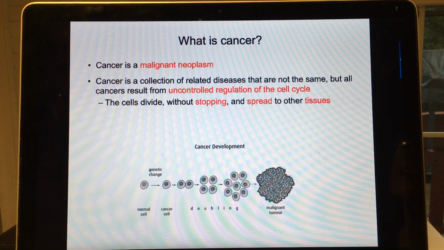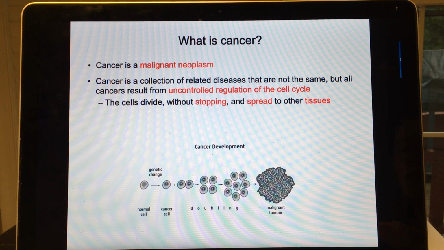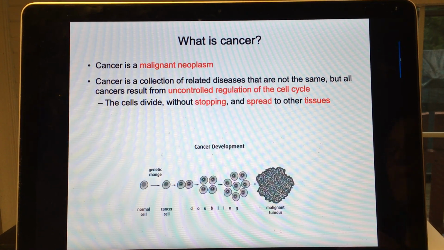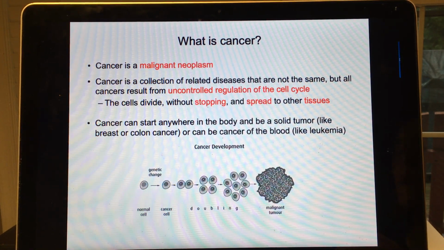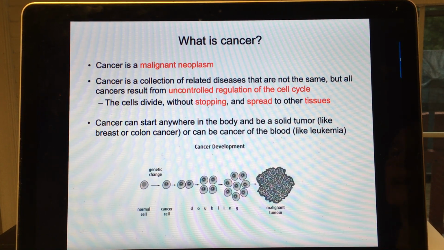So cancer is really a collection of related diseases, but their only similarity really is that they have uncontrolled regulation of the cell cycle. Cells are dividing without stopping and spreading to other tissues, which is called metastasizing. Cancer can start anywhere in the body. It can be a solid tumor like breast or colon cancer, or it can be cancer of the blood like leukemia.